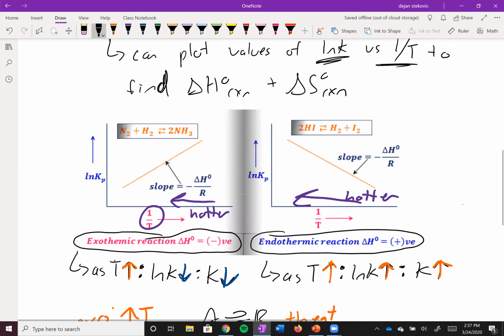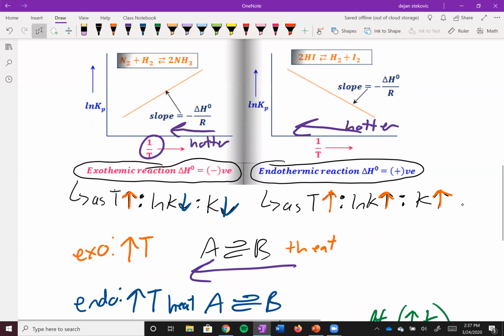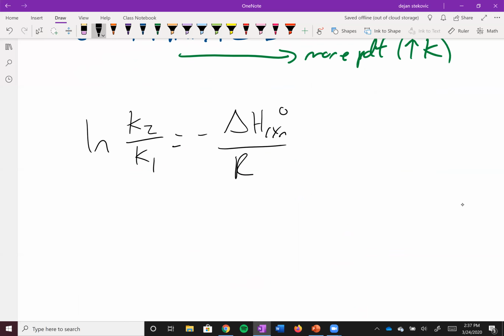So we've been seeing a couple of these types of equations where we plot the linear form. And generally, there's also a 2-point equation. For the linear form, in order to figure anything out, you need to know what b is. But if you just want to know delta H, you can just use a 2-point equation. And that looks something like this: ln of K2 over K1 equals negative delta H of the reaction over R times 1 over T2 minus 1 over T1, right? So you can just plug and chug, figure out what you want. So this is the 2-point equation form.